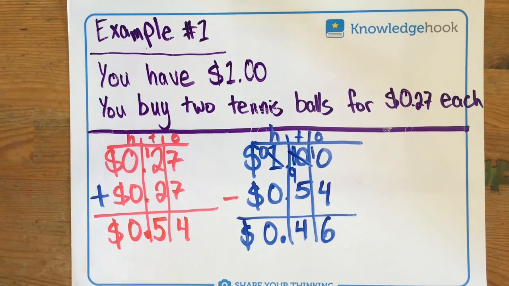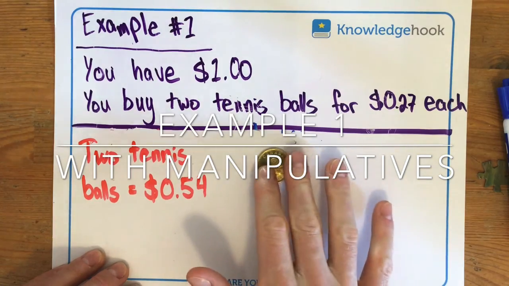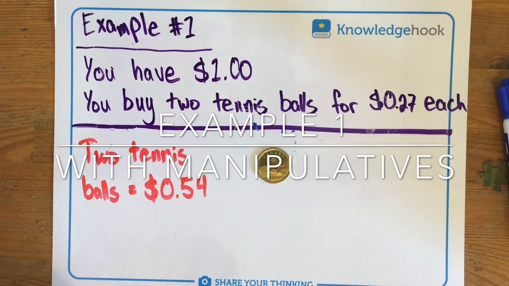Now I'm going to show you this same problem, but instead I'm going to work through it using actual money and show you how we'd figure that out. Okay, so we're going to work through the same problem again, but this time instead of just writing out the numbers, I'm going to show you how we'd actually use real money, or if you're using pretend money at home, or the virtual manipulative, how we could break that down.